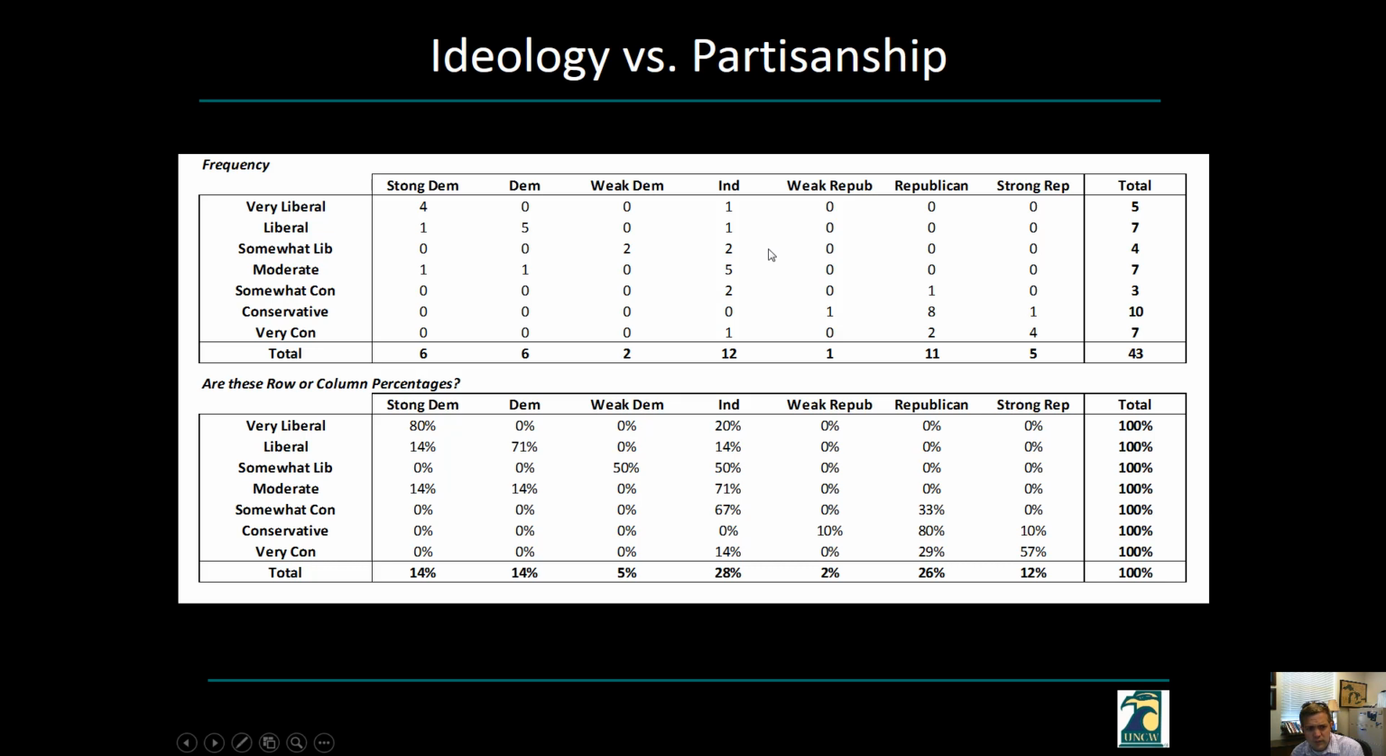Well, the first thing to note is, we do see a cluster of people up here, and these are the people that are liberal to some degree and Democratic to some degree. We also see quite a few people down here, people that are Republican and conservative. So right there tells me there's something going on. Now, look at this. Are these row or column percentages? How would you interpret this 80%? So take a look and determine on your own if these are row or column percentages.